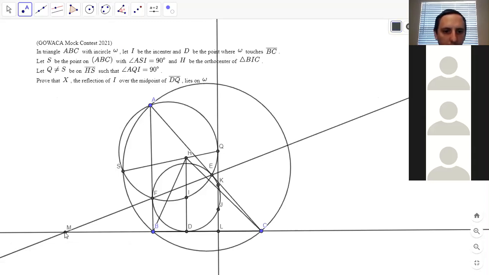So B, D, C and M are harmonic. It is the intersection of the incircle, and the perpendicular from Q to BC. So we want to show QKDI is a parallelogram. It's a very weird configuration, but I wonder if QS passes through. No, I don't think QS passes through that point.